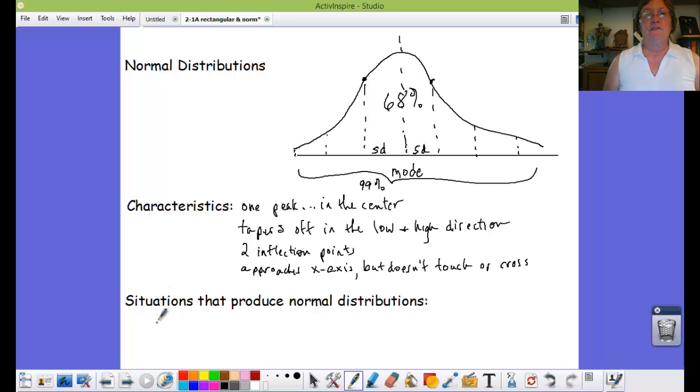Situations that produce normal distributions: almost anything that's measured. So if you think about heights, weights, you will see that this pattern makes perfect sense because the majority of people are real close to some center, some average height, and then you get some that are way shorter than that, some that are way taller than that. Almost anything that can be measured can produce and will produce a normal distribution. It's one of the most important that we'll talk about this year.